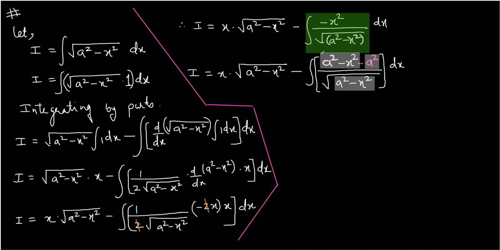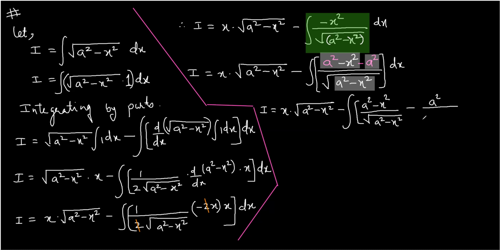What is the next step I'm going to do? In the next step, I will split the denominator. I will separately divide by the denominator. So see here, what do I get? Therefore I equals x square root of a square minus x square minus big integral, and here I have a square minus x square divided by square root of a square minus x square, minus a square divided by square root of a square minus x square, and dx.